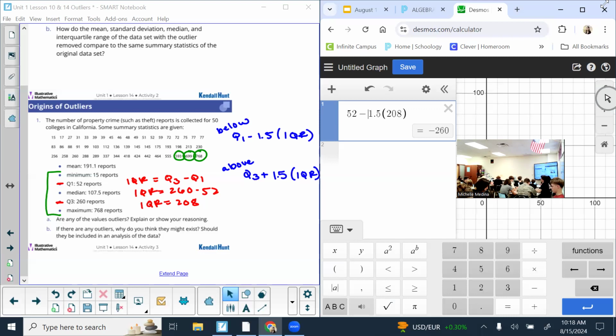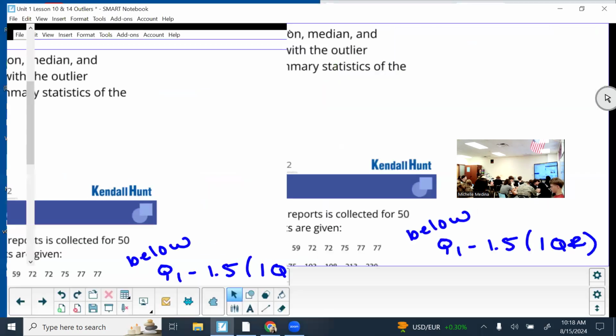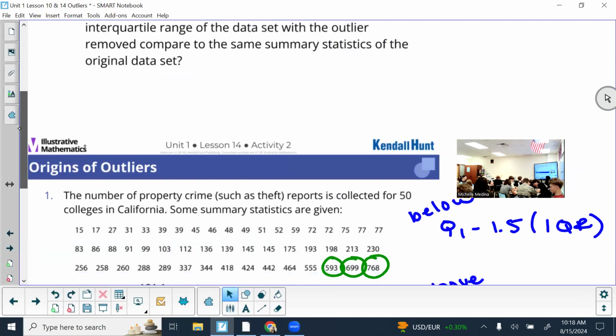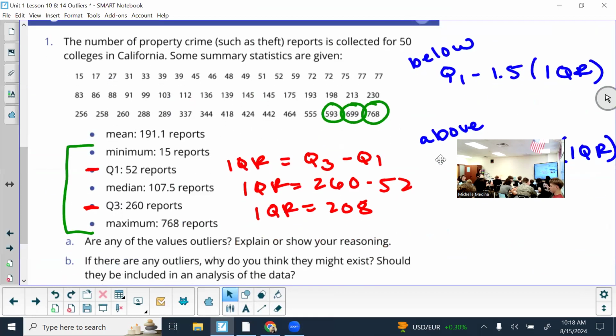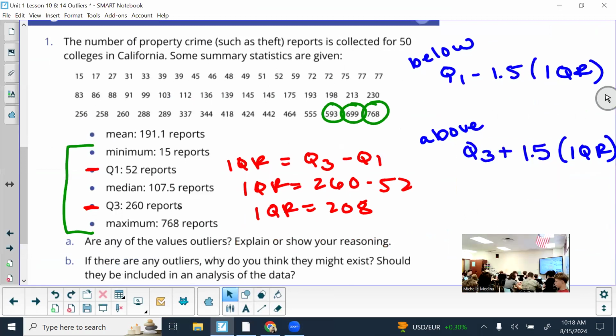Again, you can always assume, but if you can calculate it for sure, then you'll probably see that on your final. Now, the other part of our learning target: why do we think those outliers might exist? So tie it back to the real world situation.